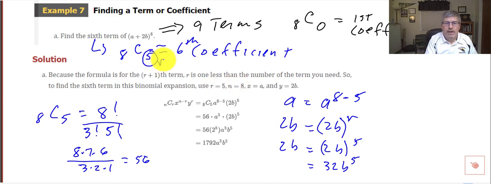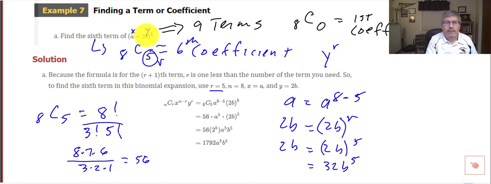Okay, so that is going to be our r from our 6th coefficient, but our r is going to be 1 less than the term that we're looking for. That does make sense. That works out because r is usually the exponent on y. In the 6th term, our exponent on y is going to be 5. So that's why we have r to the 5th. Our n is 8, and in our problem, x is a, and 2b is y.